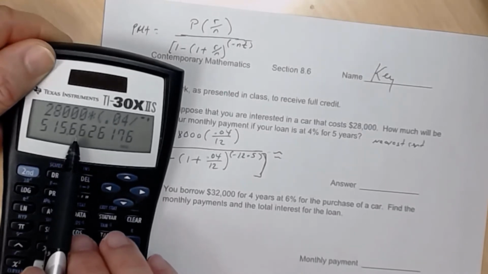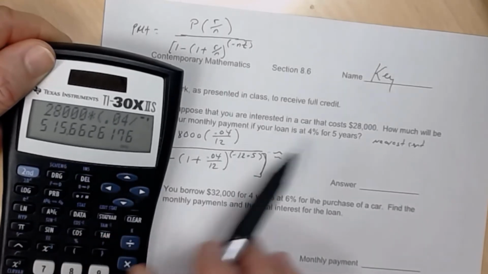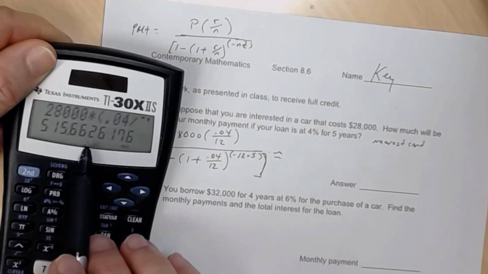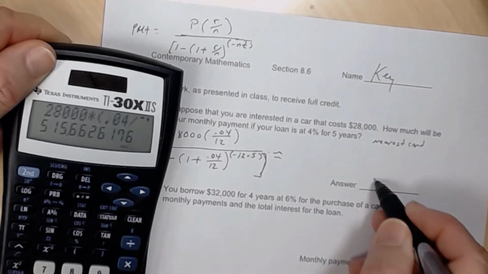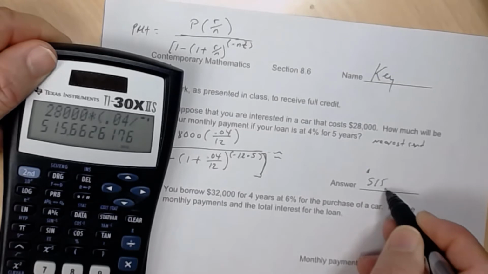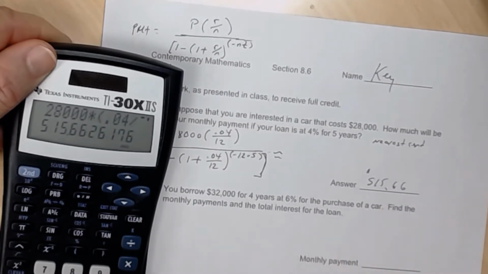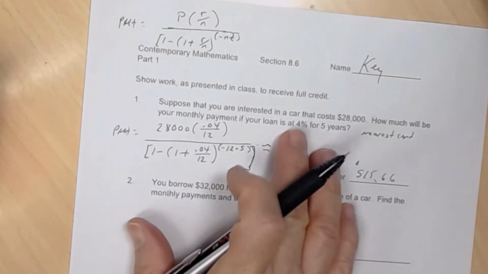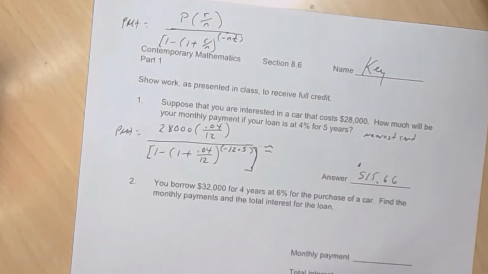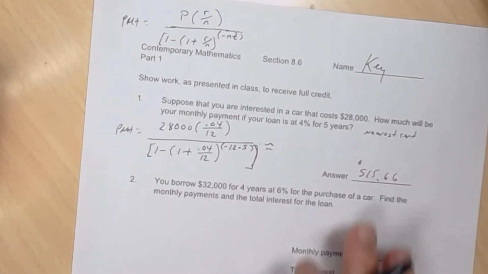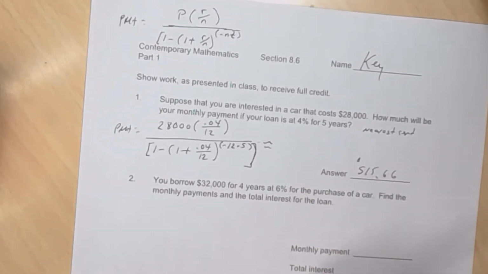$515.66 to the nearest cent. In this case, nearest cent means nearest hundredth. All right, so 66 cents. So $515.66. Okay? All right, the more money you put down, the lower your monthly payment becomes, and the more interest you save.